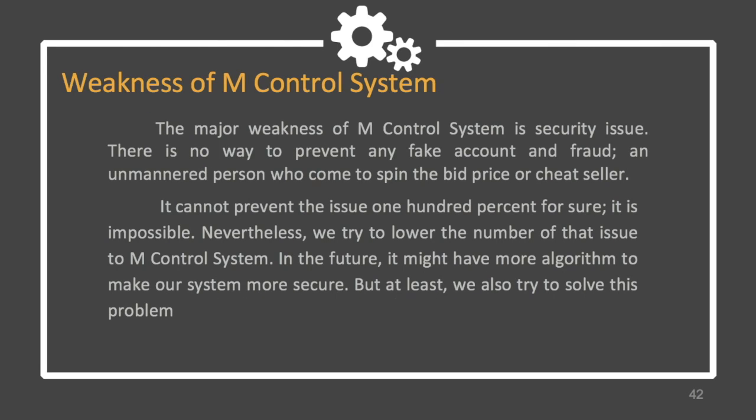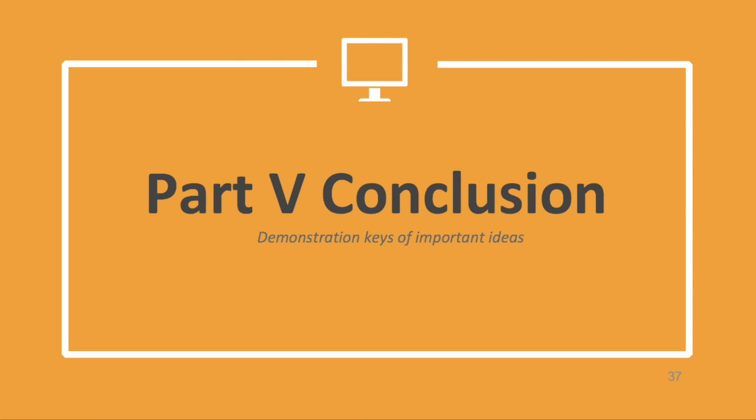And the next one is the weakness of the M-Control system. The greatest weakness of the M-Control system is the security issue. It cannot prevent the issue 100% for sure. It is impossible. Nevertheless, we try to lower the number of such issues in the M-Control system. In the future, it might have more algorithms to make our system more secure, but at least we also try to solve this problem.